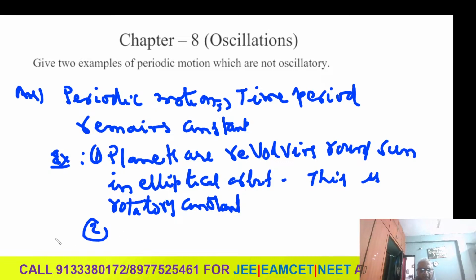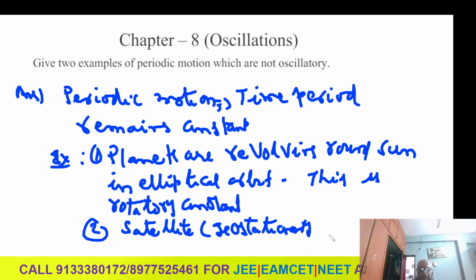Second example, you can take a geostationary satellite, which revolves about the Earth. That is the geostationary satellite I am taking. Here the time period is how much? 24 hours.